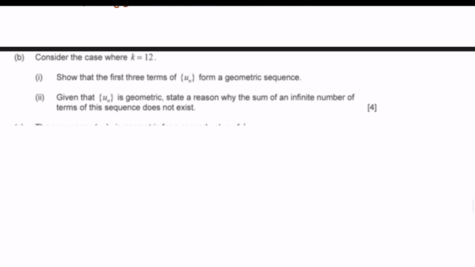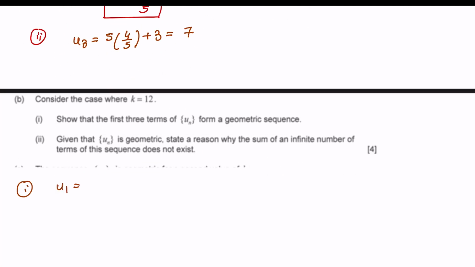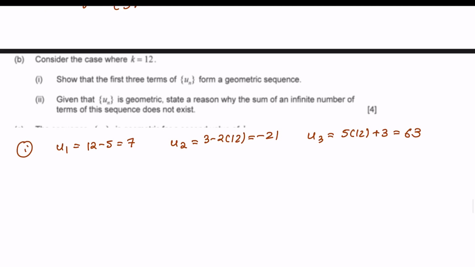Now part B. To consider the case where k equals 12, we have to show that the first three terms form a geometric sequence. So when k is equal to 12, u1 will be 12 minus 5, which is 7. u2 would be 3 minus 2 times 12, which is minus 21. And u3 would be 5 times 12 plus 3 equals 63.